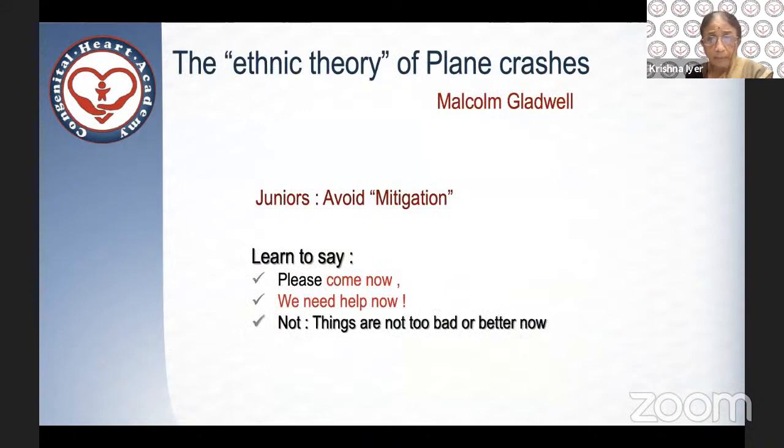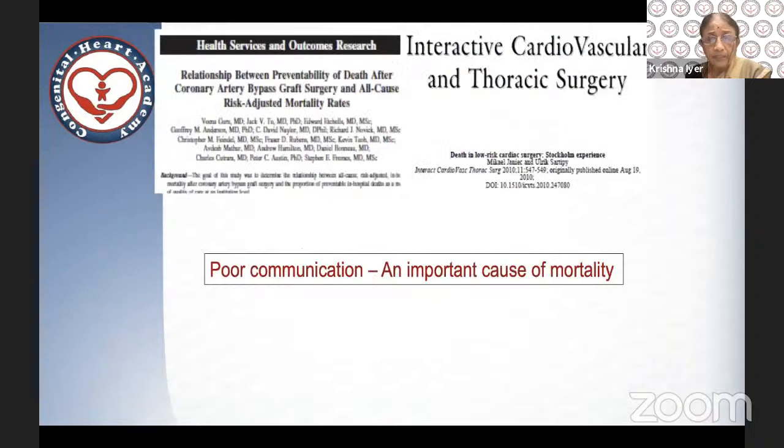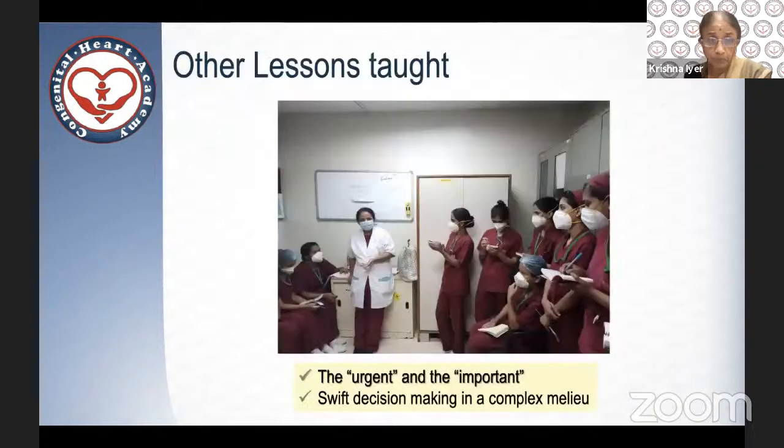This is from the book by Malcolm Gladwell on the ethnic theory of plane crashes, and it is very, very important to teach young, inexperienced staff to avoid mitigation, and we teach them to learn to say, please come now, we need help now, not to say, oh, things are okay, or things are not too bad, or a little better now. It's been well established in Western literature that poor communication is an important cause of mortality and morbidity.